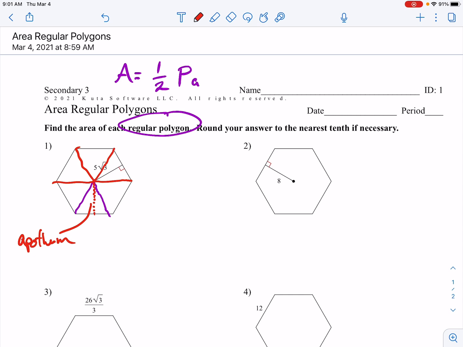Okay, on this particular problem, the apothem is 5√3. Now we need to find out what the side lengths are so we can find the perimeter. Okay, we know the apothem. Now we need to find the perimeter.